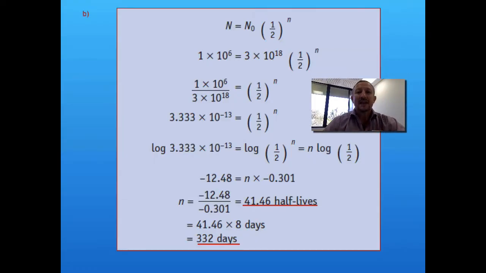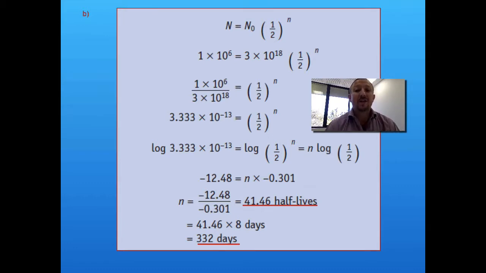So you can see there we've put down our formula. N equals n0 times half to the n. So we've substituted in the values there. 1 times 10 to the 6 equals 3 times 10 to the 18. So that's what I want to finish with and what I started with, and I've got half to the n. So I've got to find out what that subscript is. So I've taken the number of starting atoms to the other side. So I get 3.333 times 10 to the negative 13 equals a half to the n.